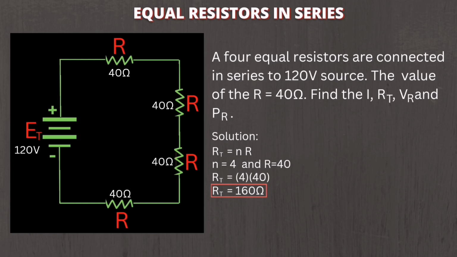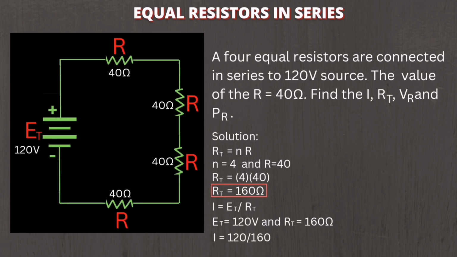And I can be solved by E sub T divided by R total, where E is equal to 120 volts and R total is equal to 160 ohms. So we have I is equal to 120 volts divided by 160 ohms, and the answer is I is equal to 0.75 amperes. So next, guys, is the voltage across each resistor.